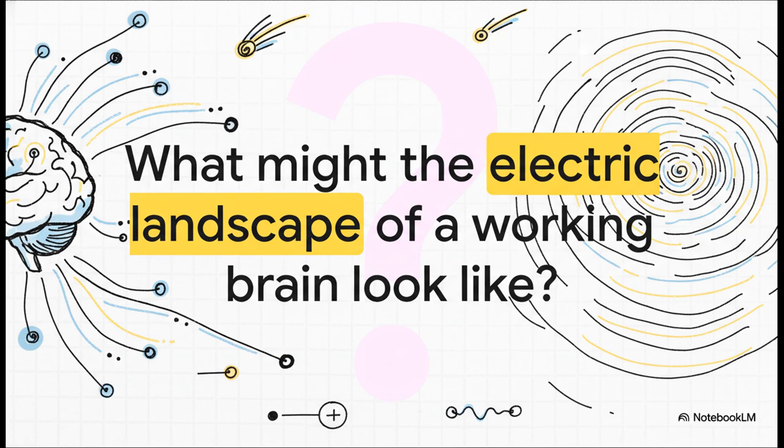So let me leave you with one last kind of mind-blowing thought. Every single time a neuron fires in your brain, it's creating a tiny fluctuating electric potential. So what complex, beautiful, and dynamic electric landscape would we see if we could actually map the shape of a single thought?